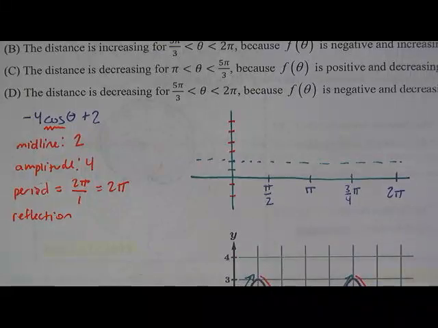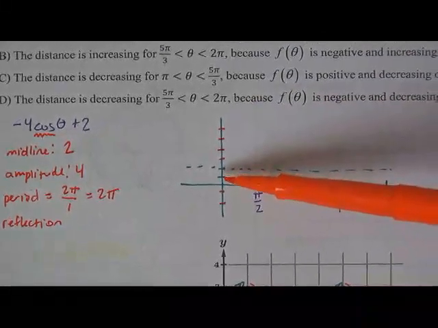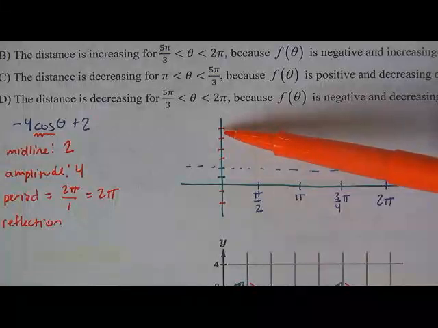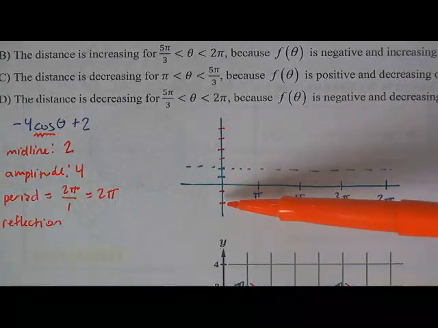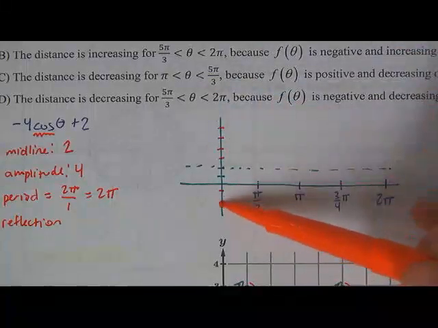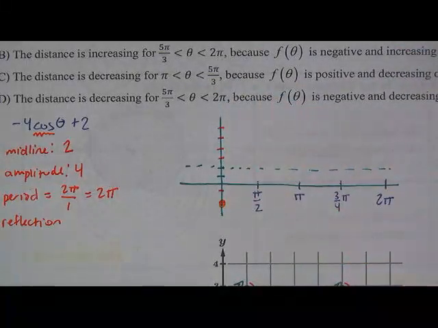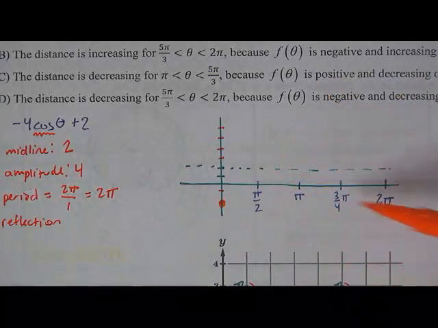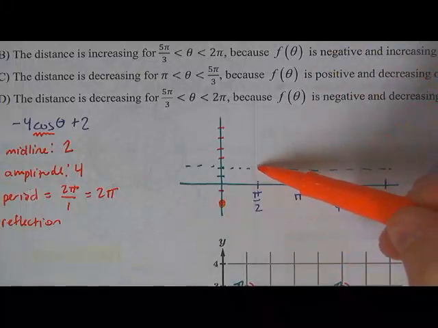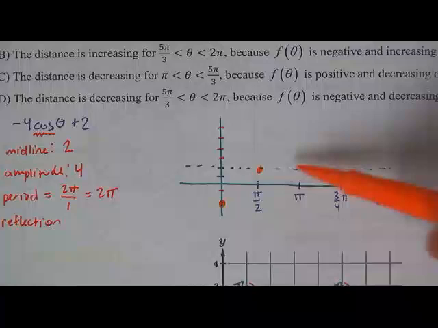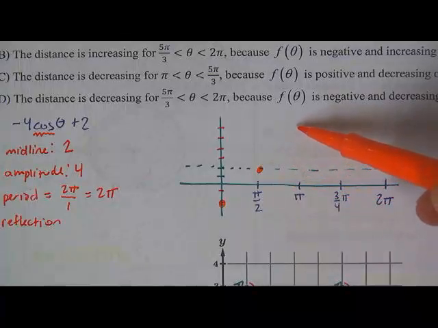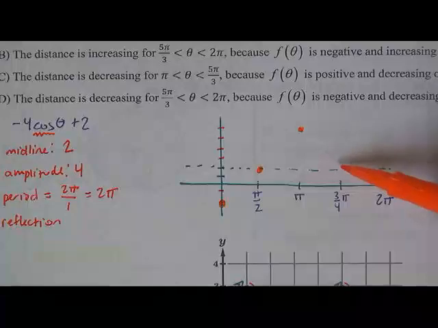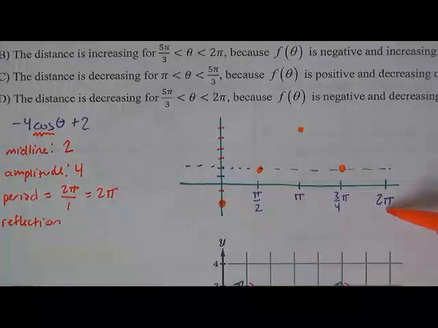So if I've got a cosine graph, if it wasn't reflected, I would start up here. But because it's reflected, I'm going to start down here. I'm going to give myself some guiding points. Now, if I kind of think about it, I've got to complete one whole cycle. So that means that I'm going to reach the midline at pi over 2. I'm going to reach a maximum at pi. I'm going to come back to the midline at 3 pi over 4. And I'm going to reach the minimum again at 2 pi.